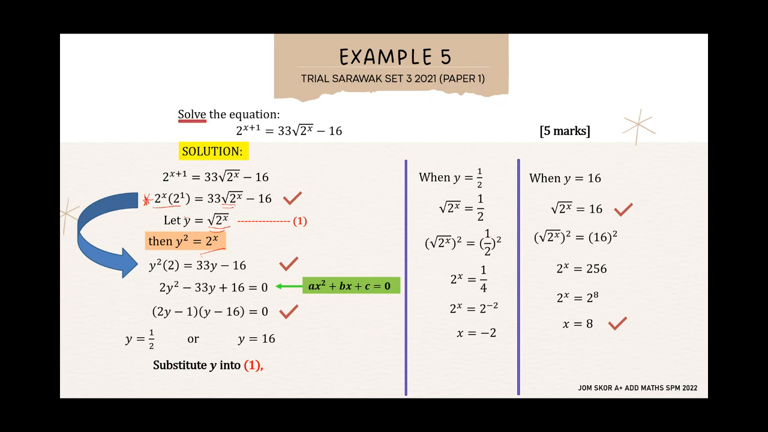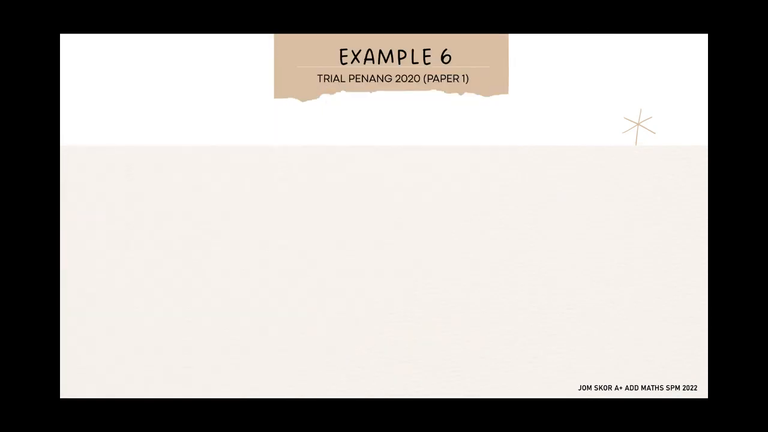Okay, seterusnya example 6 from Trial Penang 2020. Soalan minta kita untuk show that. Tunjukkan saja. We don't need to solve the value of x. Tunjukkan saja. 3 to the power of x plus 4 plus 3 to the power of x minus 45 in bracket 3 to the power of x minus 2 is multiple by 1 over 11 for all positive indices. 3 markah. Okay, dia nak kita show sahaja.